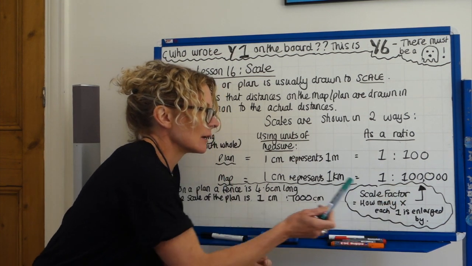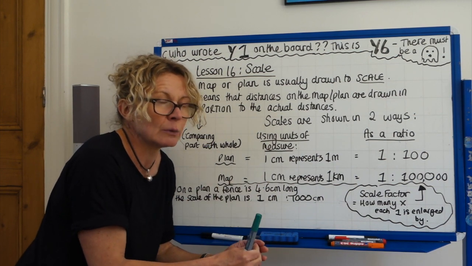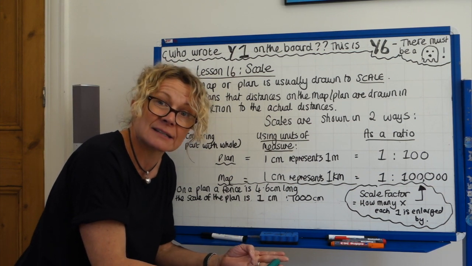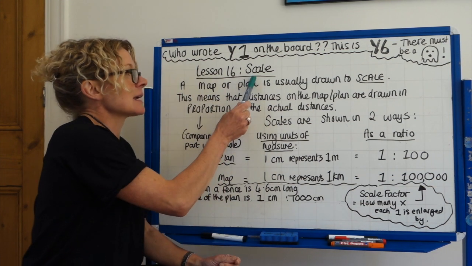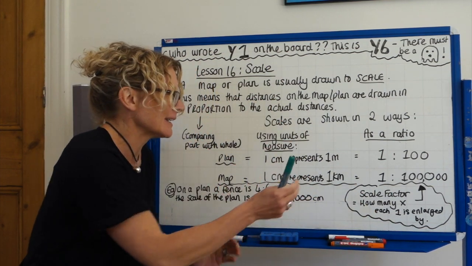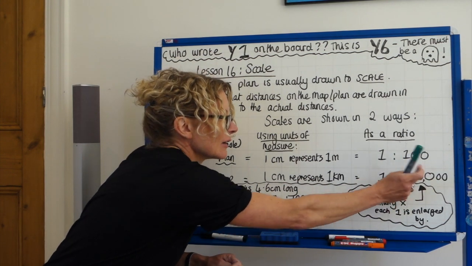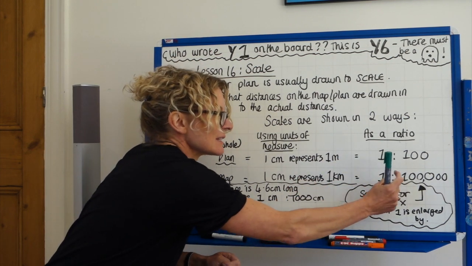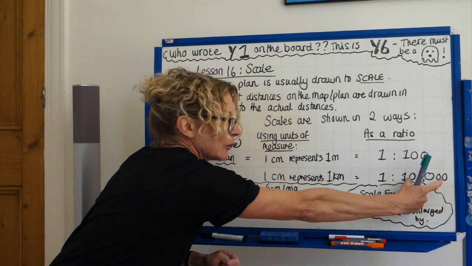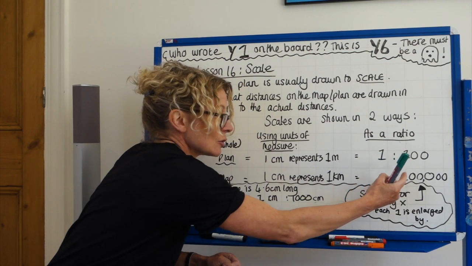Now, a factor, of course, is a number that divides into another number. For example, 2 is a factor of 6, as is 3, as is 1, as is 6. Okay? And when we're looking at scale, a scale factor is similar but different. The scale factor means how many times it goes in. How much is it scaled up by? So the scale factor here is 1 to 100,000.